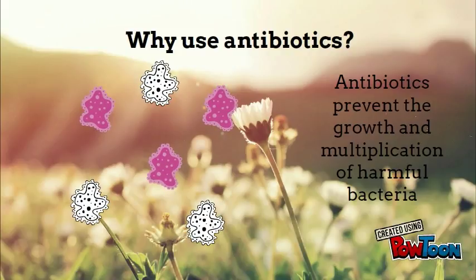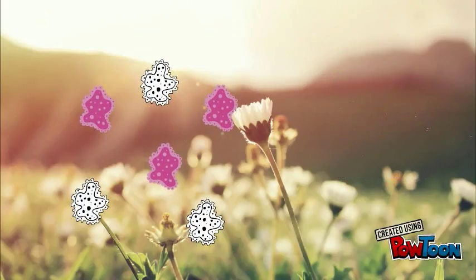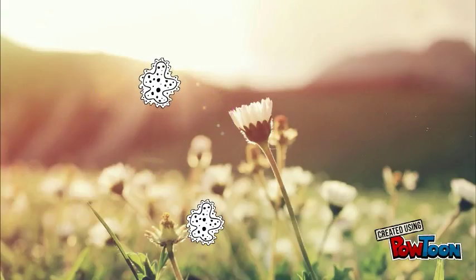Antibiotics usually work in one of two ways. They interfere with the formation of the bacterium's cell wall and cell contents, or they inhibit the reproductive capabilities of the bacteria.